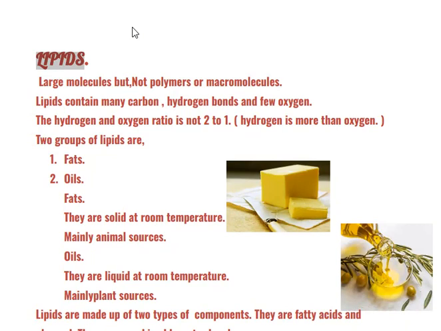Two groups of lipids are 1. Fats, 2. Oils. Fats. They are solid at room temperature. Mainly animal sources. Oils. They are liquid at room temperature. Mainly plant sources.